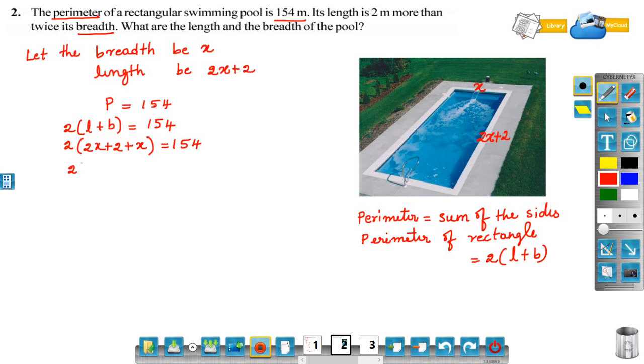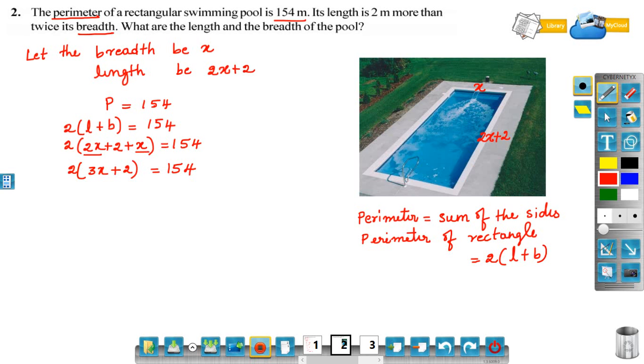Now here there are like terms. See here 2x and x. These are like terms. 2x plus 1x is equal to 3x, plus 2 is equal to 154. Now you have to solve this equation by the transpose method. First, which term do you have to move? You have to move 2 to the right side.